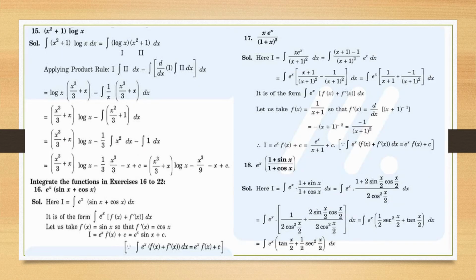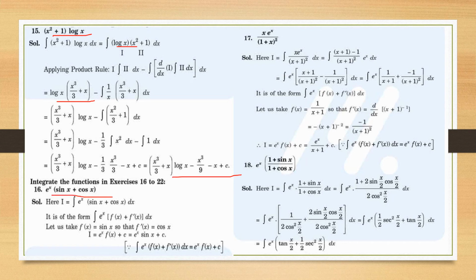X square plus 1 log x, again log x is the first always, and into x square plus 1. So log x into the integral of this is x cube by 3 plus x minus d dx of this is 1 by x into x cube by 3 plus x. Okay, solve the terms, take things common, and 1 x will be cancelled from here. It is x square by 3 plus 1, which can be integrated alone, taking aloof. Minus 1 by 3 integral x square is x cube by 3, and it is minus your x plus c. Okay, and the first term is same as it is.